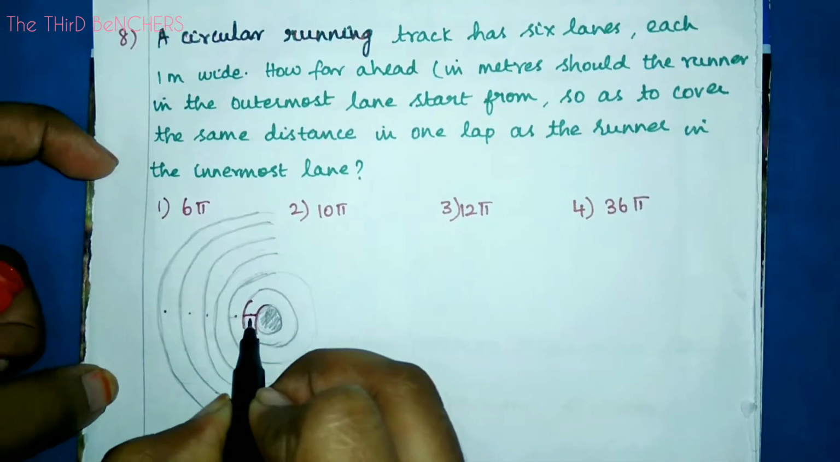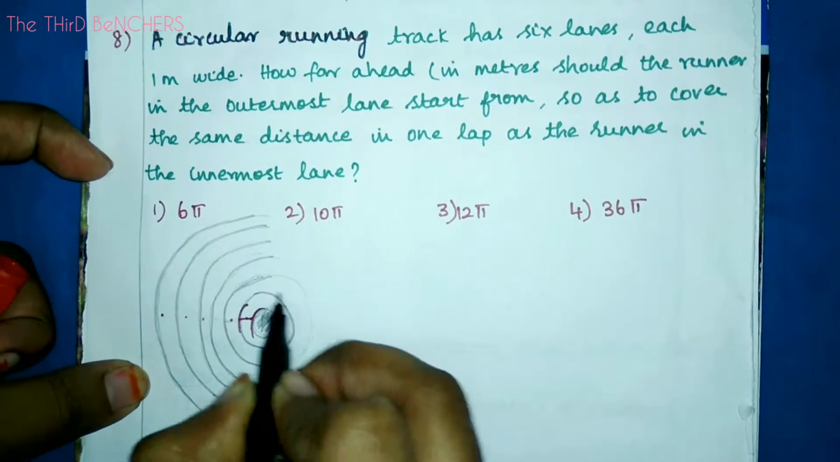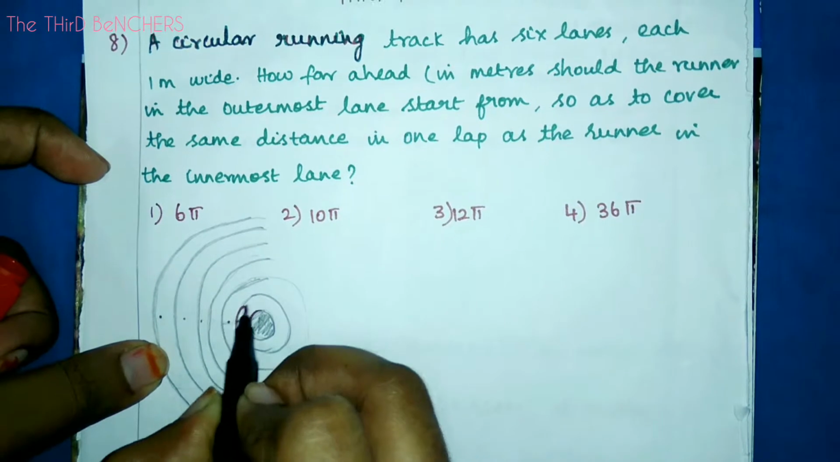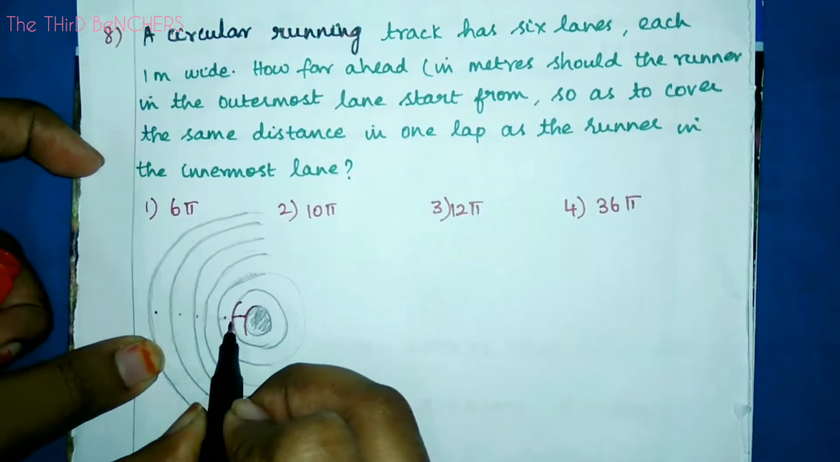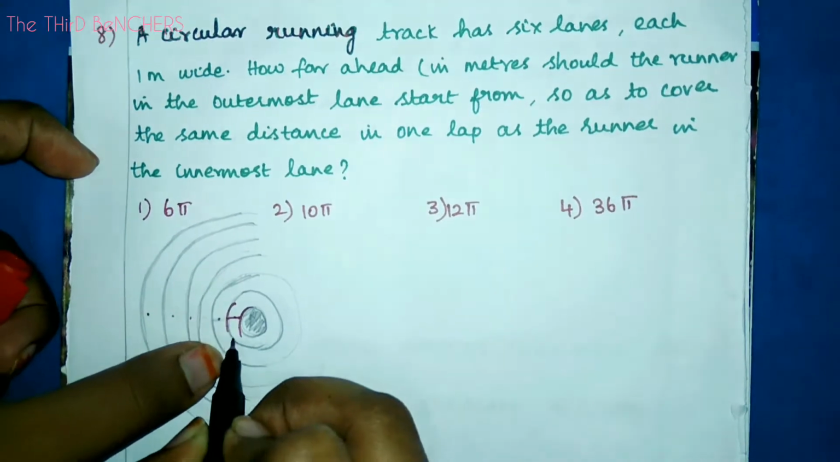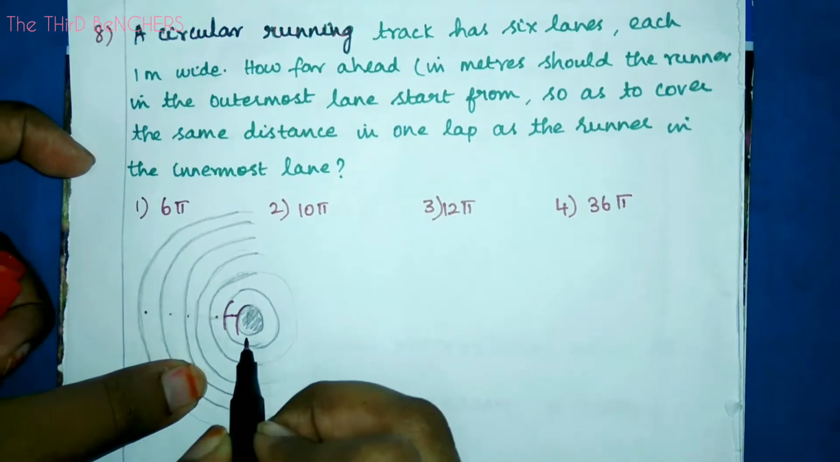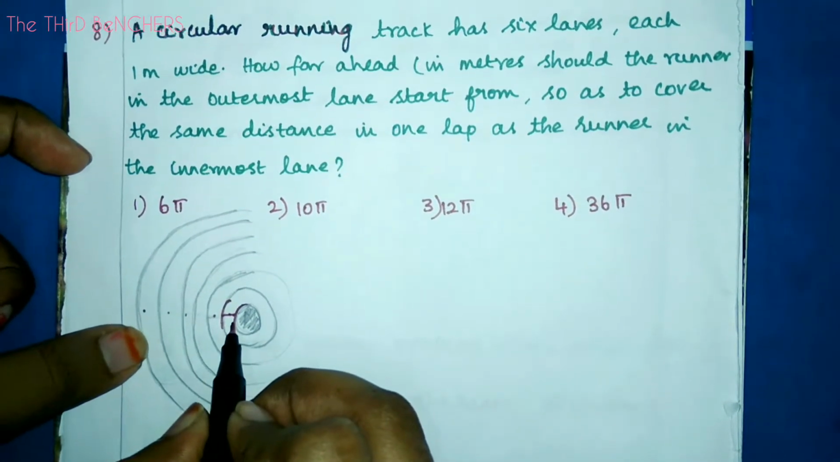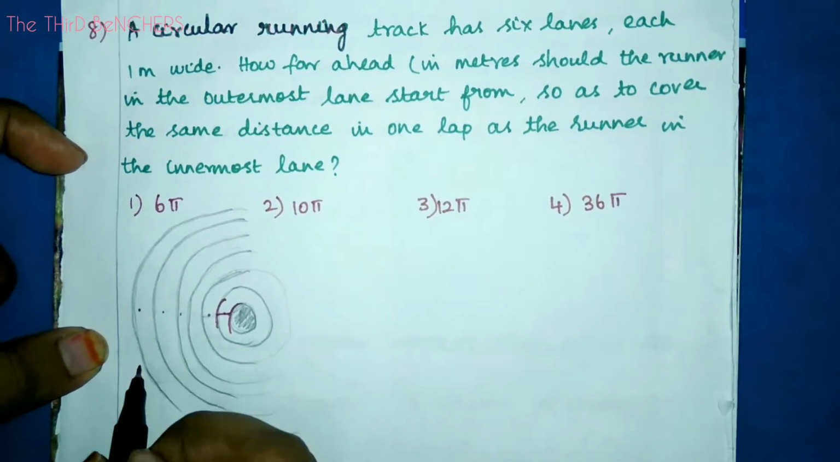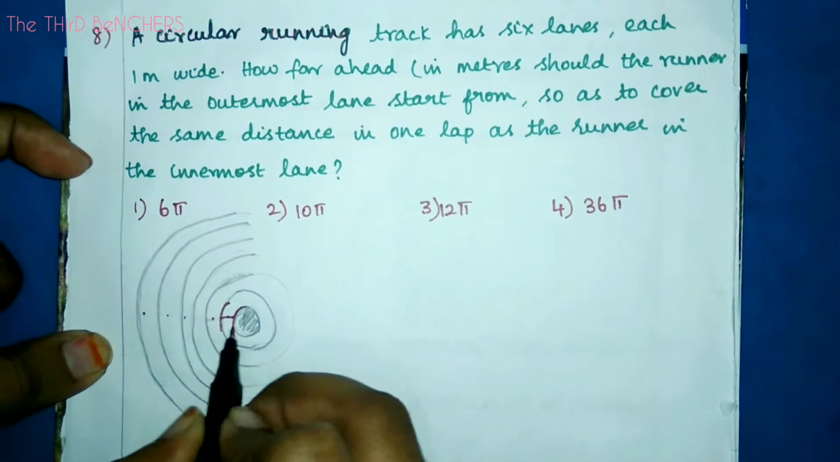So here is where the first runner starts and he will cover one distance. And it would be only fair when all the other runners cover the same distance. So what is the distance, with respect to the first one, from where the other runners should start? That is what we are going to find, and in this case we are going to find the outermost runner's distance with respect to the first one.